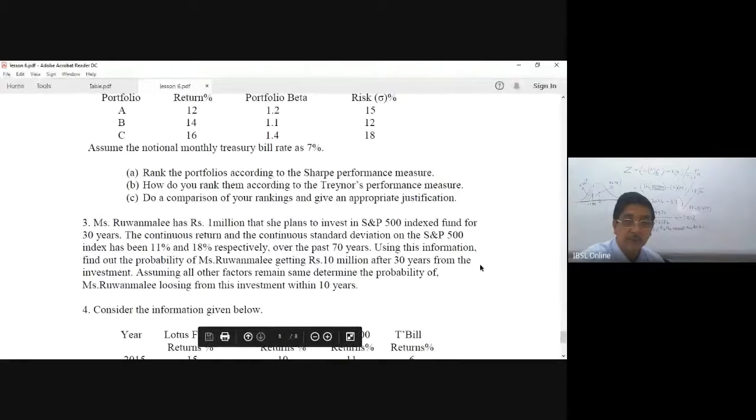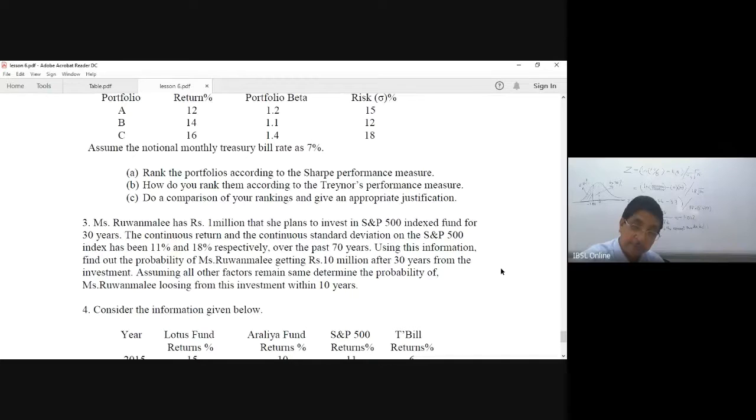Now, we just answered the first part of this question number 3. The second part will be: assuming all other factors remain the same, determine the probability of Ms. Ruwanmali losing from this investment within 10 years. Now, how can you put a condition to depict the losing from the investment? That is what we need to understand, how we can put it in the model.